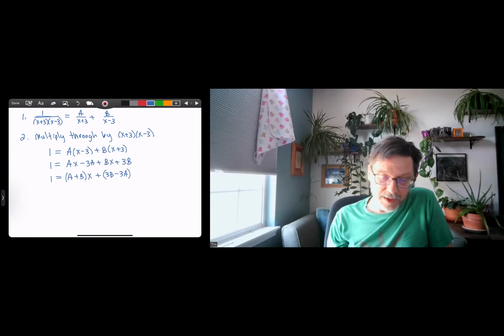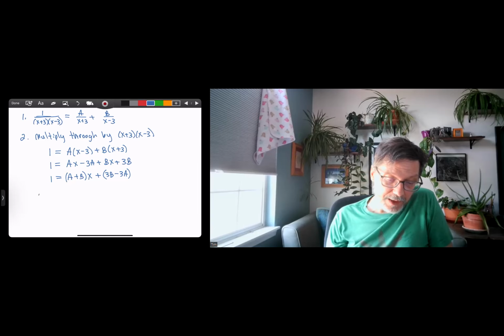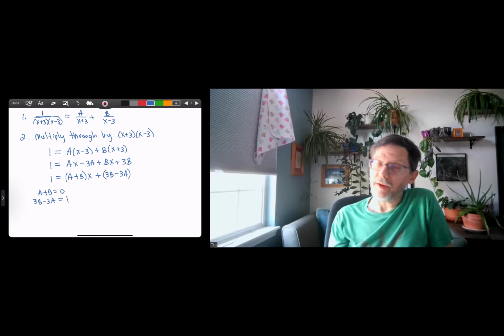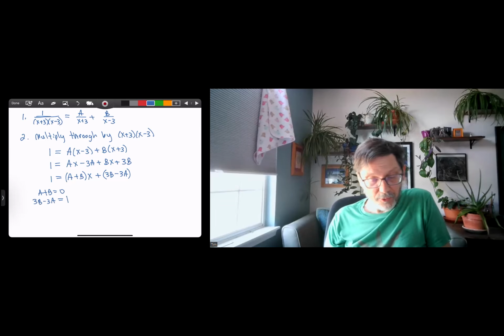So at this point, I've got a system that I've created. In other words, I understand that a plus b has to equal 0, and 3b minus 3a has to equal, did I do this all right? Yep, has to equal 1. There's no x on the left-hand side, so a plus b has to become 0. And then the other term has to become the constant that I see in front of me. So now I could go through and solve this system of equations. Lots of ways to do that.